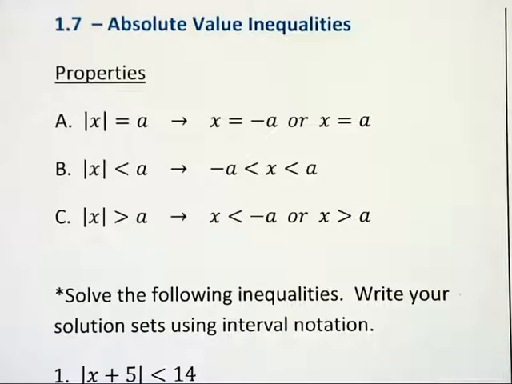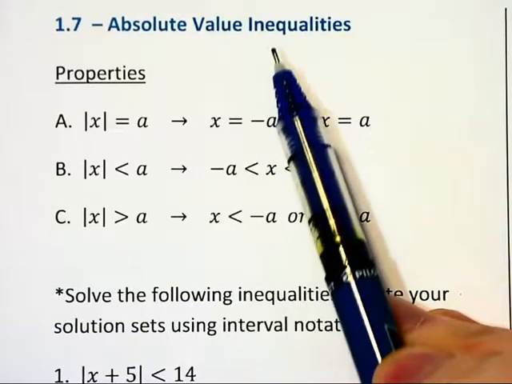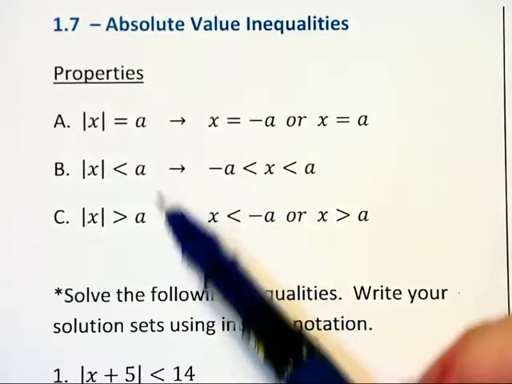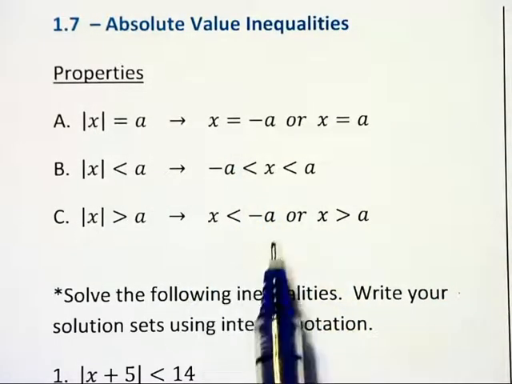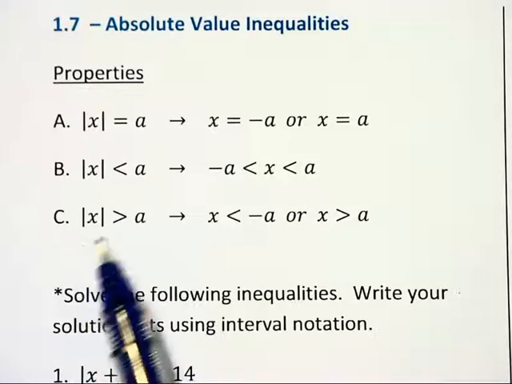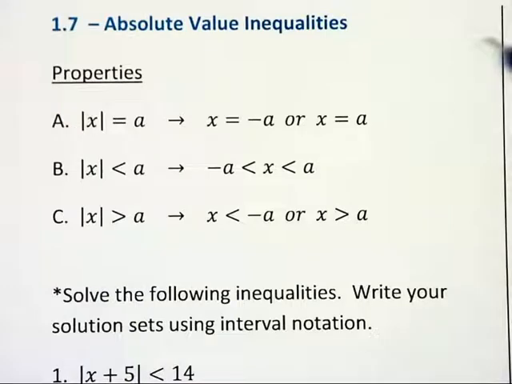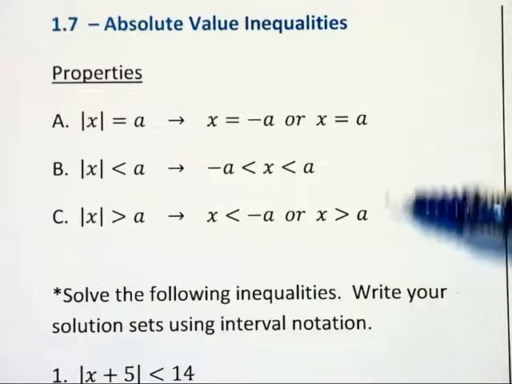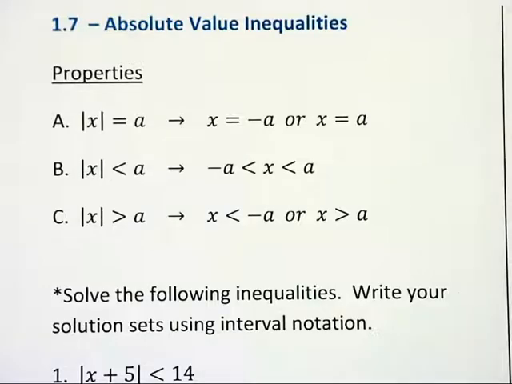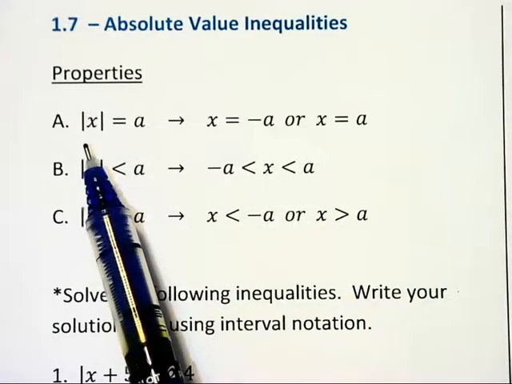In order to be able to solve absolute value inequalities, you must really understand these three properties. These three properties basically explain to you how to take an absolute value inequality and change it so that you do not have those absolute values anymore. And I would like to focus on the idea that absolute values represent distance.